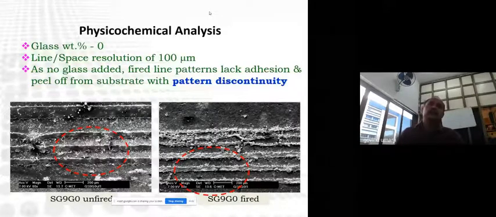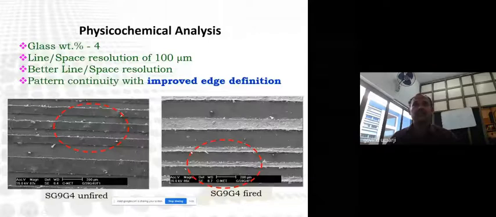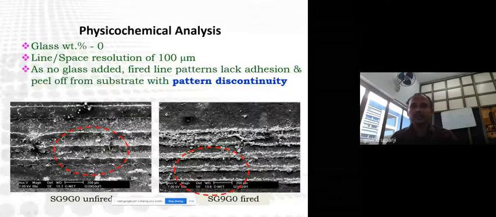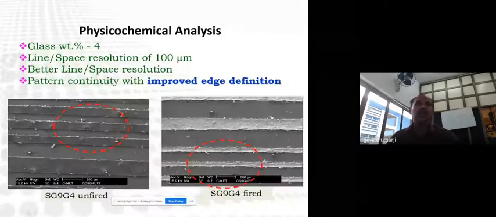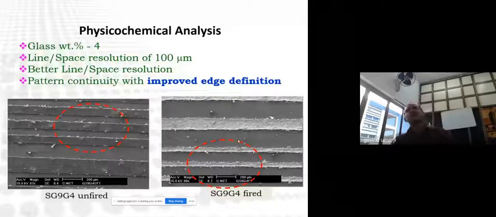And in that case, we have done scanning electron microscopy and again gone through the 100 micron line and space pattern. The composition containing 0% glass clearly shows that there is no adhesion and poor continuity in the line and space pattern, because it doesn't contain any glass, but we can see the lines visually. In the case of 4% glass, we observe that we got better line and space resolution with improved edge definition.